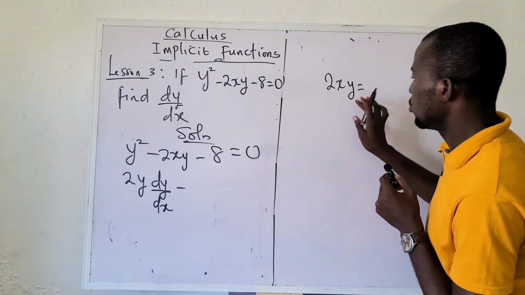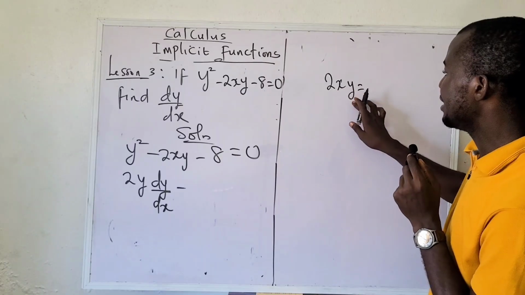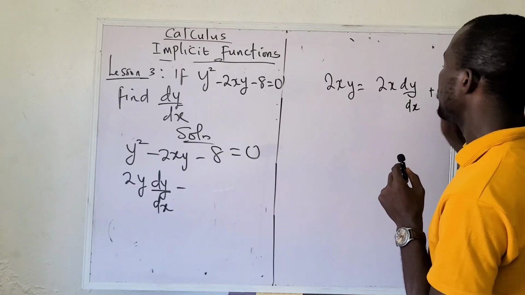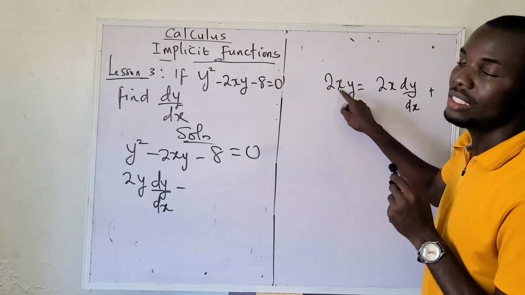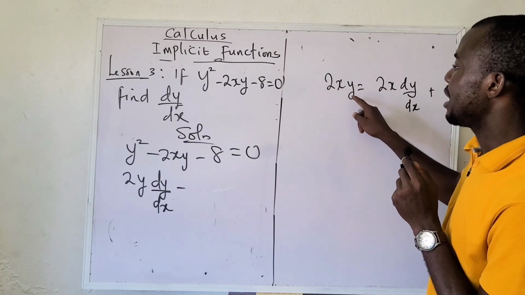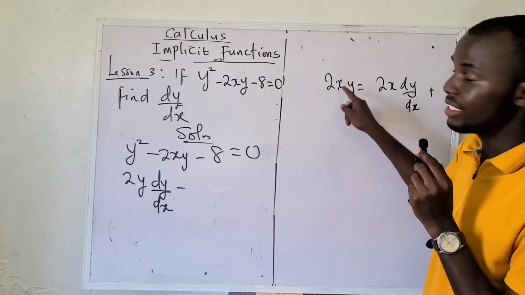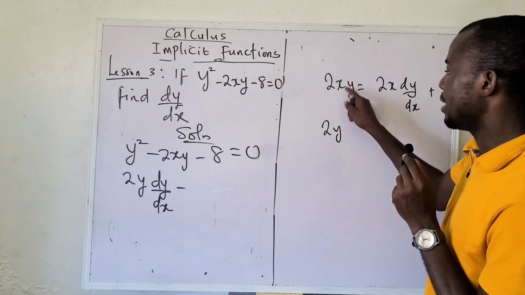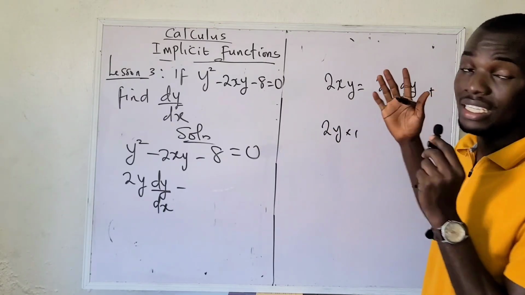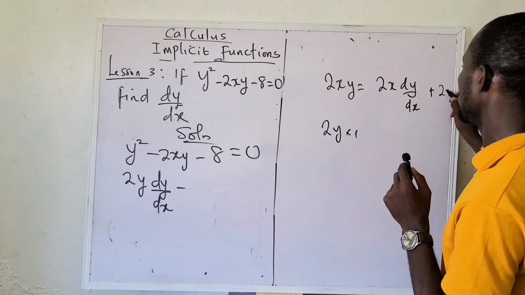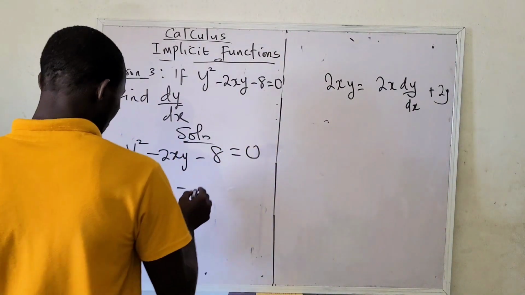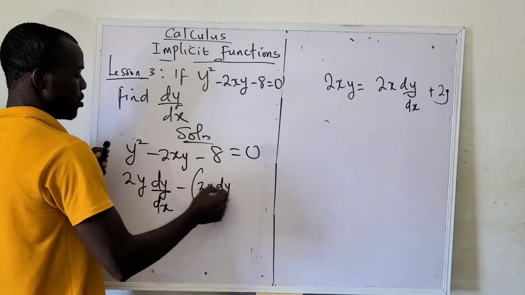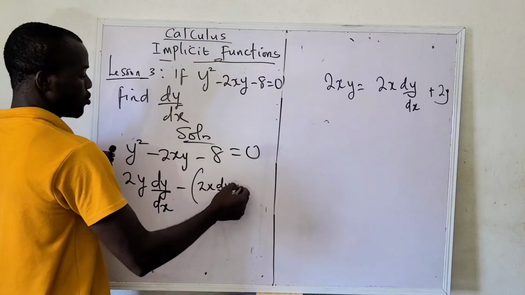2xy right here. You keep this one, you keep this constant and differentiate this. That will be 2x dy over dx plus you keep this one this time around, this variable x constant, and then you keep this y constant and derive this. The derivative of x is 1, so this will be 2y, just 2y, because 2y times 1 is 2y. So this will be 2y right here, and then bring it here. That will be into bracket 2x dy over dx plus 2y.